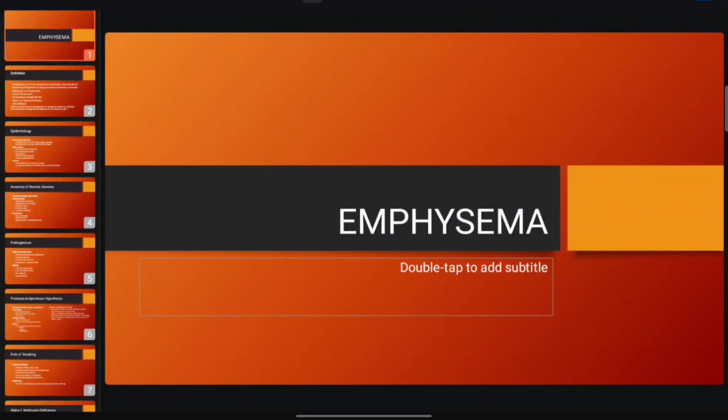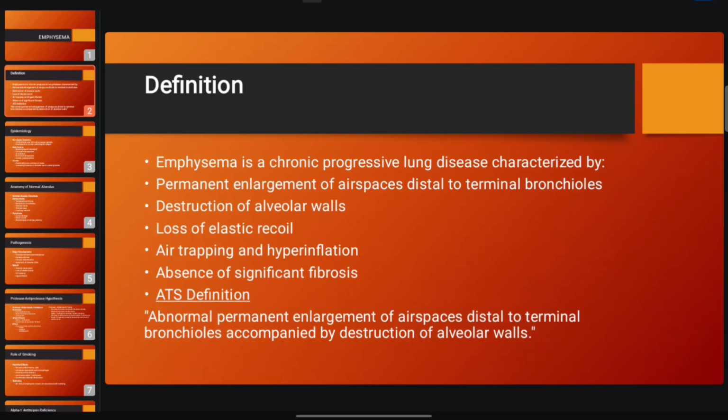Hello guys, so today we are going to discuss a very important topic, emphysema. Emphysema is a chronic progressive lung disease characterized by permanent enlargement of air spaces distal to terminal bronchiole. Here what happens is a destruction of the alveolar wall, which results in increase in lung volume, but the total lung volume is decreased, and also there is loss of elastic recoil.